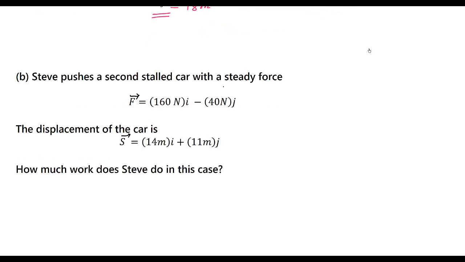Let us say the same problem, but this time force is given something like this. That is, I have divided the force into Cartesian coordinates i and j. So the force has two components. One component is in the i direction, another component is in the j direction. The i component is 160 Newton in this case, and the j component of force is minus 40 Newton. If y is positive in this direction, downward direction will be negative.